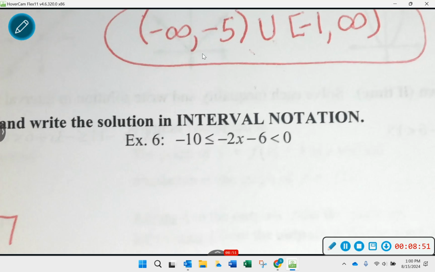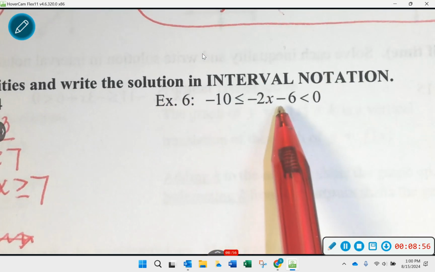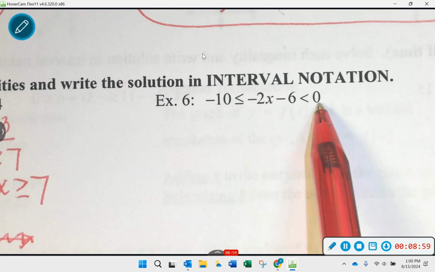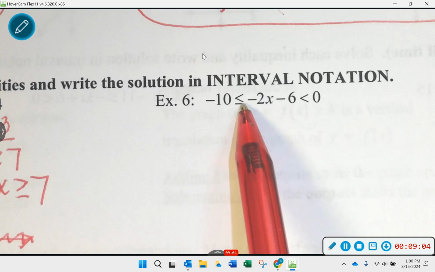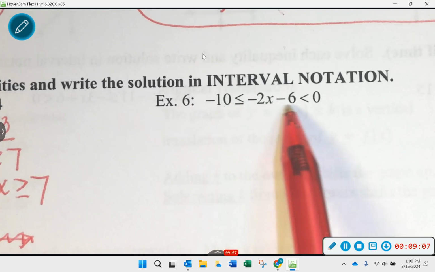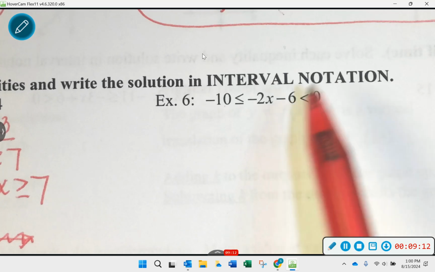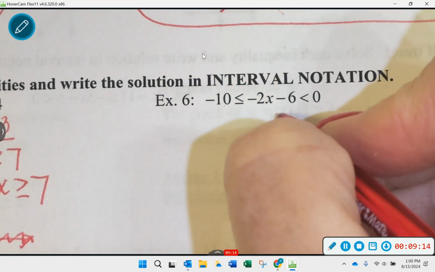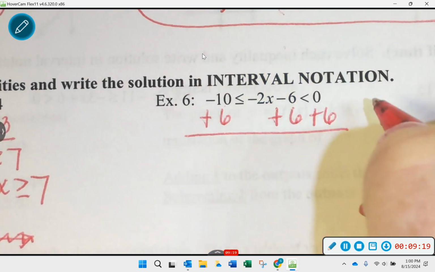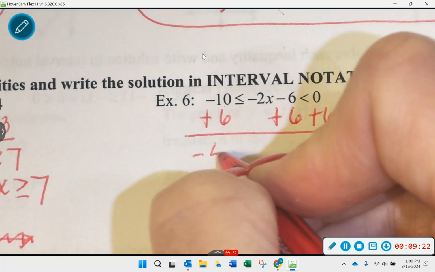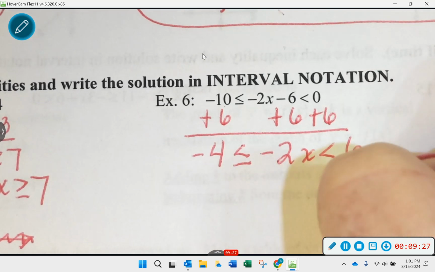Okay, going to go on to example 6. This one's a lot more challenging. This is a conjunction. So we actually have 3 problems here, though. This is going to have to be less than 0, but this is also going to have to be greater than or equal to -10. I have to get rid of this -6 first. So how do I get rid of subtracting 6? Add 6, and I have to do it to every part. I add 6 here, here, and here. And so now I'm going to have -4 is less than or equal to -2x is less than 6.